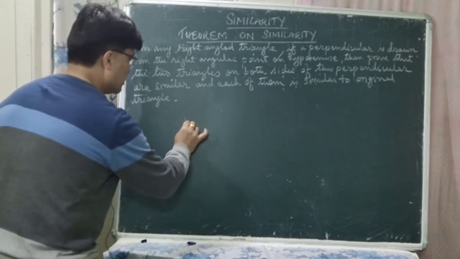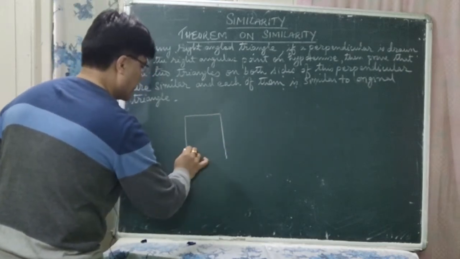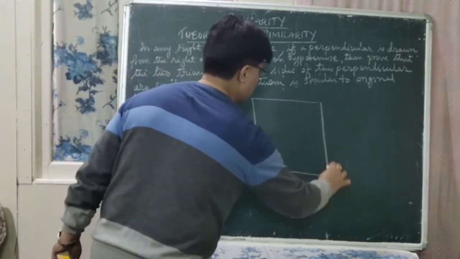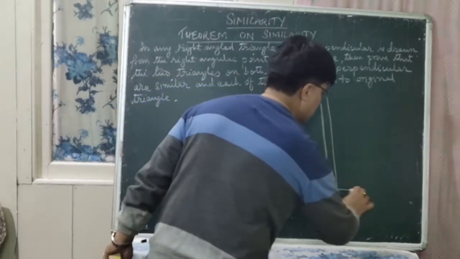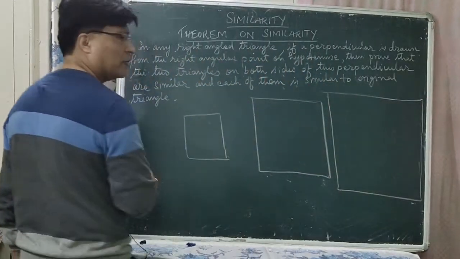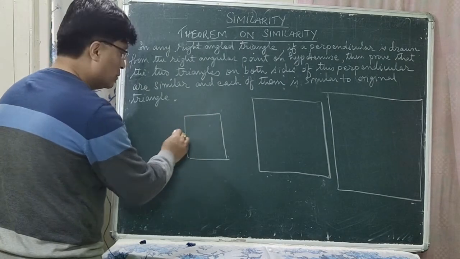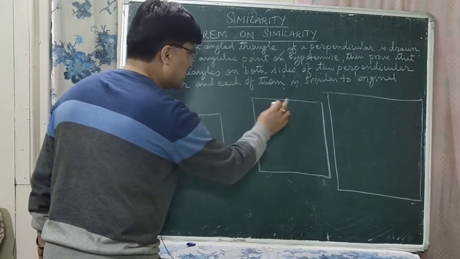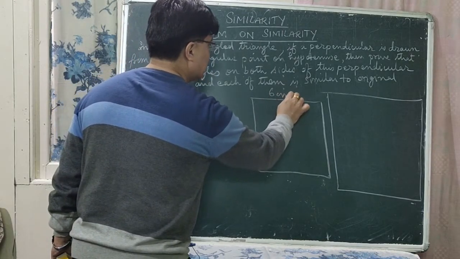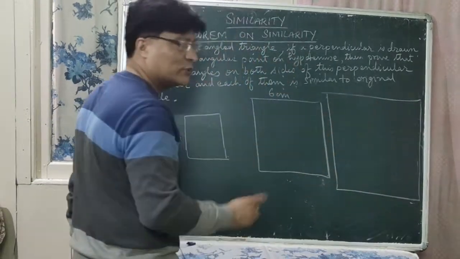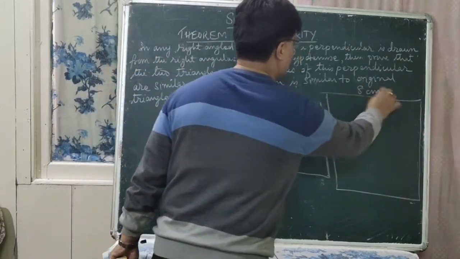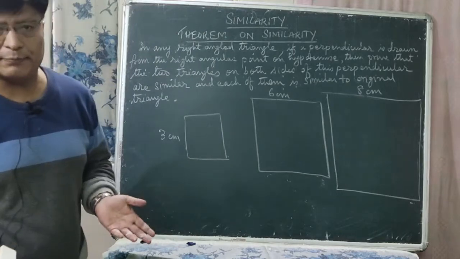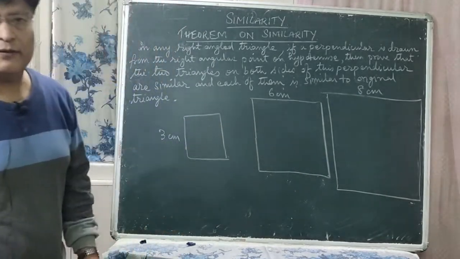Suppose one square. Suppose this is one of the squares. So this is another square. So this is the biggest square among all these three. Suppose this is a square whose each length is 3 centimeter. So this is a square whose each length is 6 centimeter. And this is the square whose length is each 8 centimeter. So they are of similar type. All these three figures are of same type and these are known as similar figures.